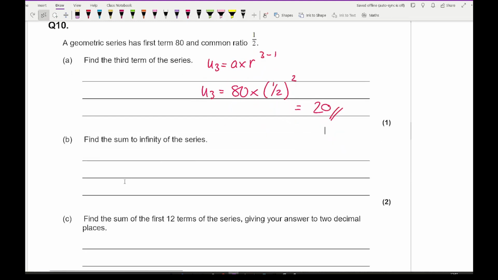It then says find the sum to infinity. Well, sum to infinity is a over 1 minus r. So substituting those values in, I get the sum to infinity equals 80 over 1 minus a half. And typing that into my calculator, I get 160.